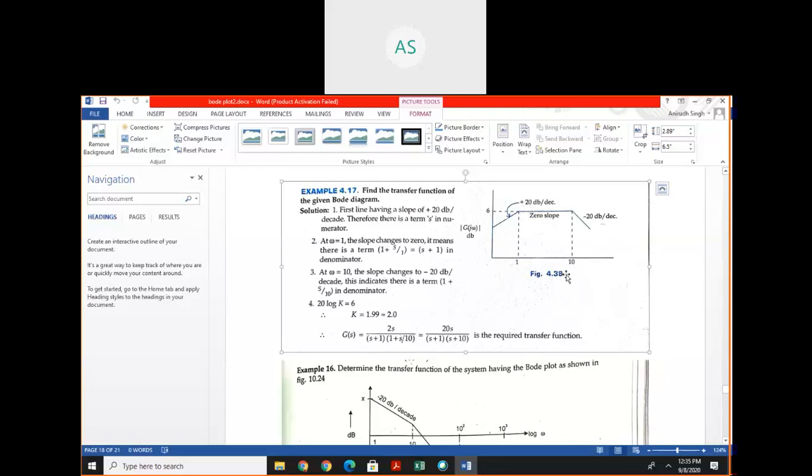So s plus 1, and the next corner frequency is 10, and from this corner frequency we get a line of slope minus 20 dB, meaning addition of a second pole. So here in the denominator, the next term added is 1 plus s by 10. So we get the value of G(s) as 20s divided by (s plus 1) multiplied by (s plus 10), which is the required transfer function.